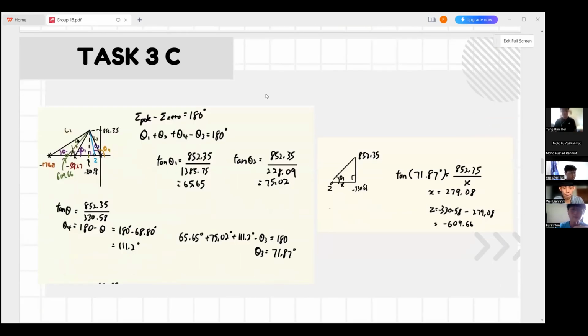Hence, to design the GPID, firstly, we have to design the GPD first. Firstly, we need to get the location of the zeros. From the calculation we can observe that the delta of the zeros is 71.x7, which is less than 0. Hence, we can say that it will be located on the left hand side of the new dominant pole. Hence, the zeros will be at negative 609.66.